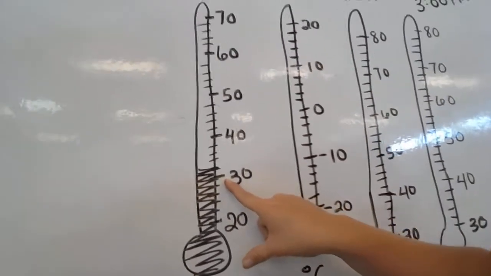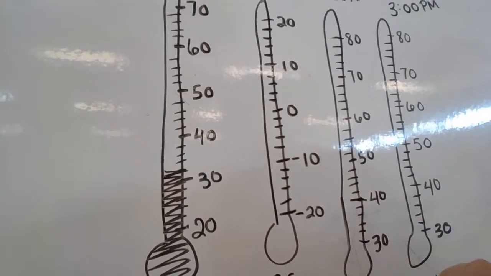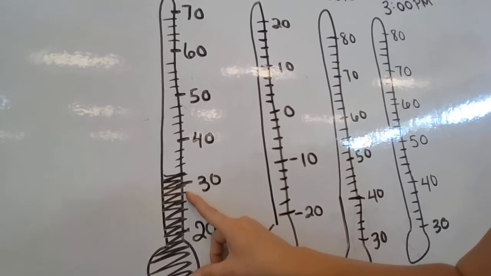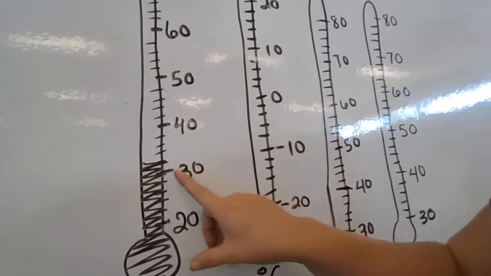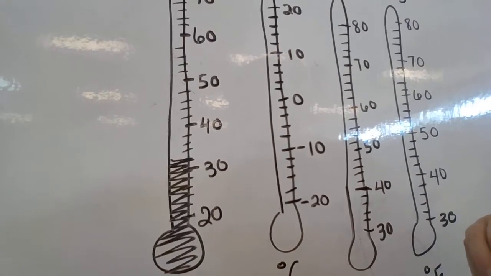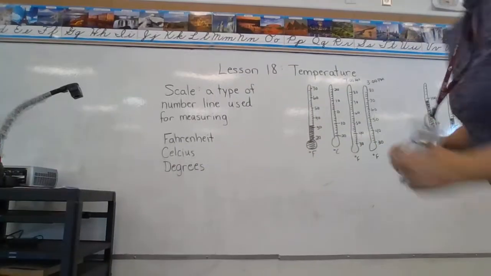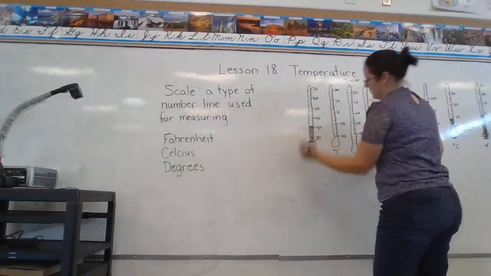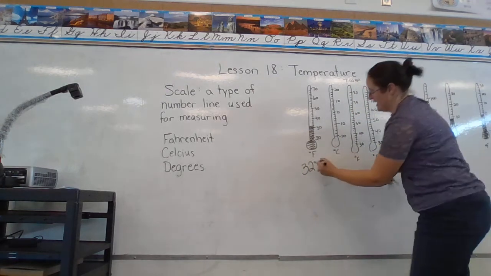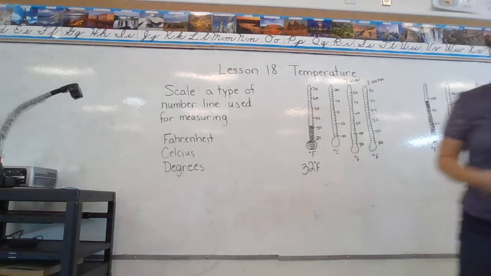No, that doesn't make sense. So I must be counting by something else. Typically, when you see thermometers, you're counting by 2s. So we've got 20, 22, 24, 26, 28. Yes, there's 30. So if this right here is 30 degrees, what would be one notch above it? 32 degrees. So we'll write the answer to our first example right here. This thermometer is 32. We put a little circle there to show degrees, and then we put the F to show we're reading this in degrees Fahrenheit.